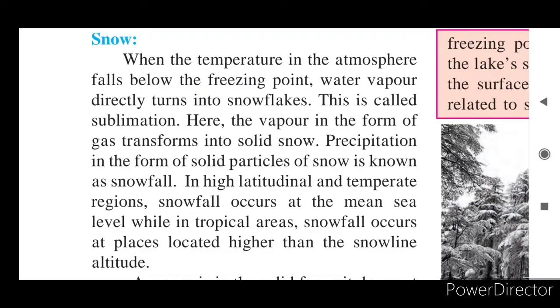temperate regions, snowfall occurs at the mean sea level, while in tropical areas snowfall occurs at places located higher than the snow line altitude. So here it is said that in the temperate region, meaning high altitude region, snowfall occurs at the mean sea level, while in tropical areas snowfall occurs at a higher altitude than the snow line altitude. So here it is said that at high altitude places, we can find snowfalls.